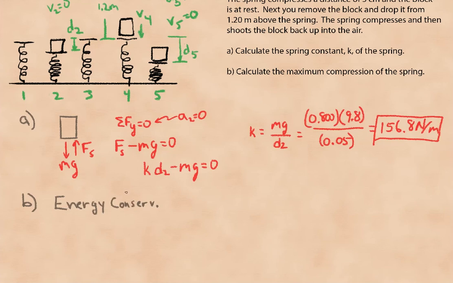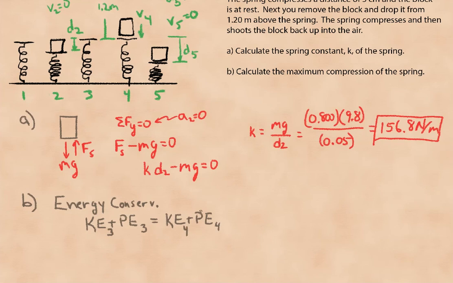Part 3 is again where the block is at 1.2 meters above the spring. Position 4 is where the block is just contacting the spring. And then position 5 is the bottom of its travel. The spring is at its maximum compression. So I can say that the kinetic energy plus the potential energy in position 3 equals the kinetic energy plus the potential energy in position 4.